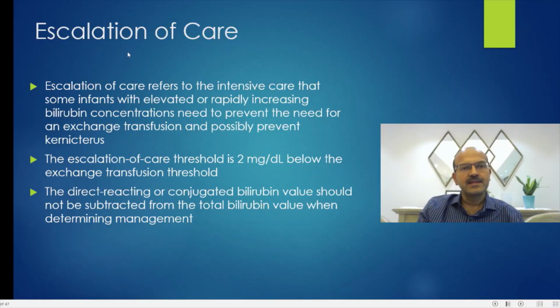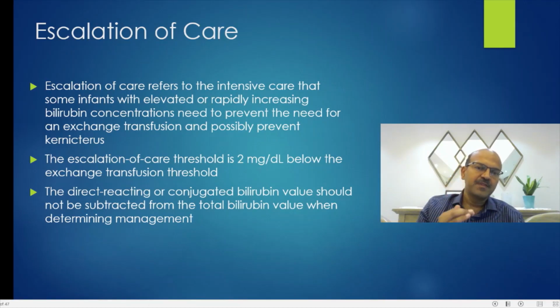Escalation of care is a very critical concept where the bilirubin is at or close to the exchange level. It refers to the intensive care that babies with elevated or rapidly rising bilirubin concentration need to prevent the need for an exchange transfusion and possibly to prevent kernicterus. The escalation of care threshold is 2 mg per deciliter below the exchange transfusion threshold. The exchange transfusion threshold in the first 24 hours is shown as a dotted line.